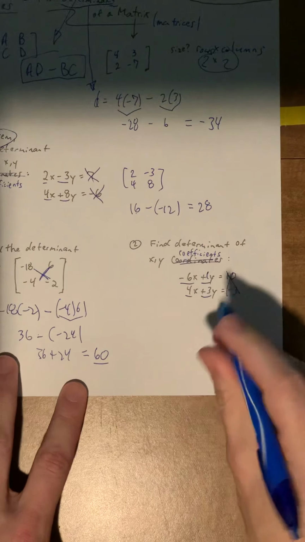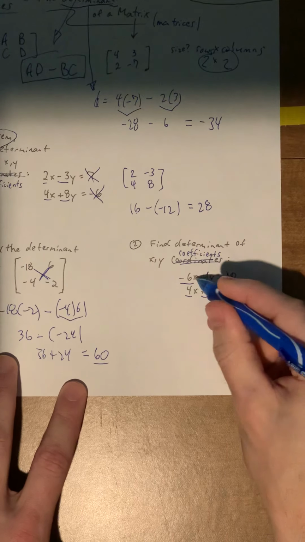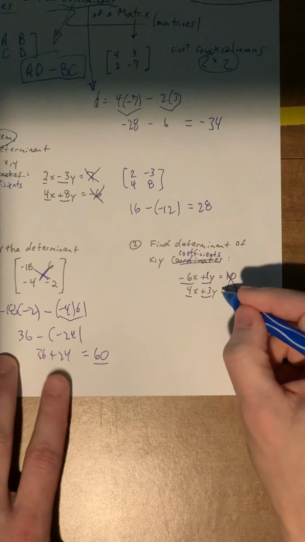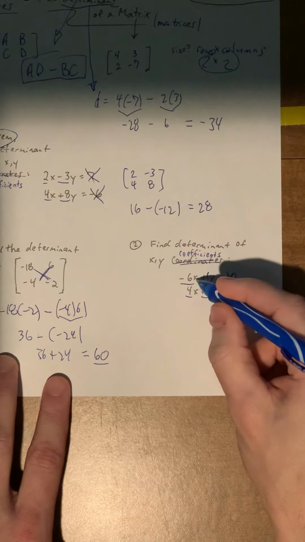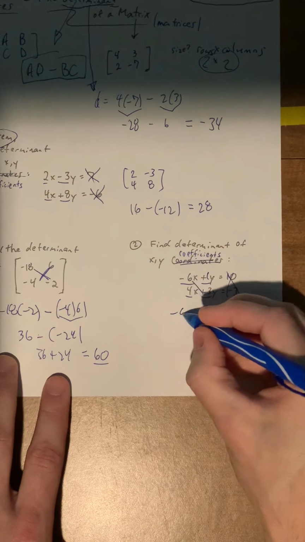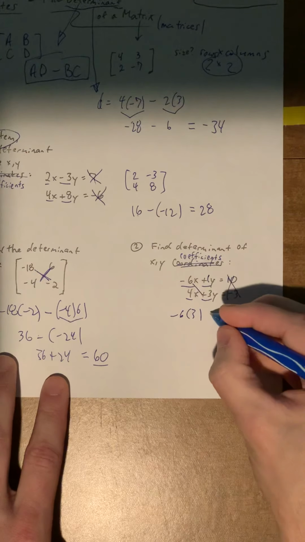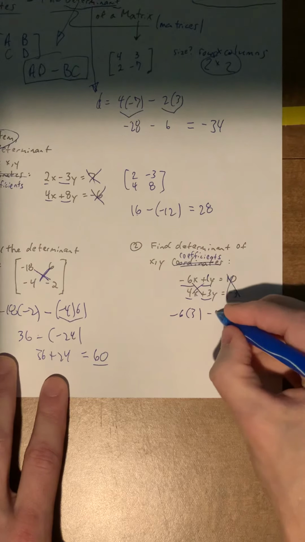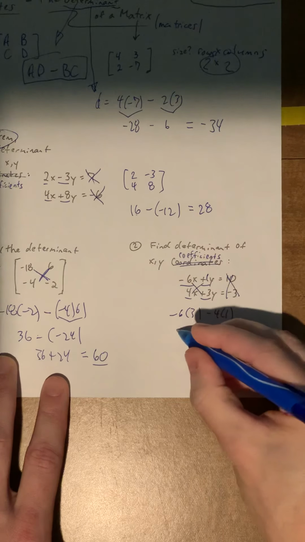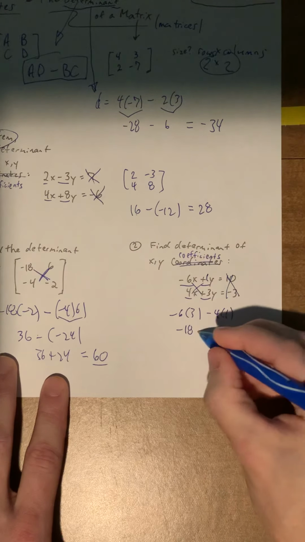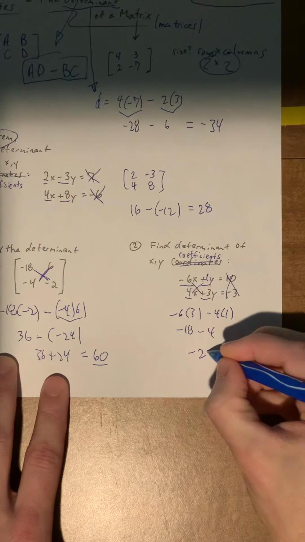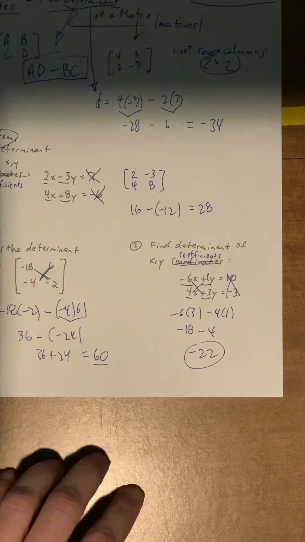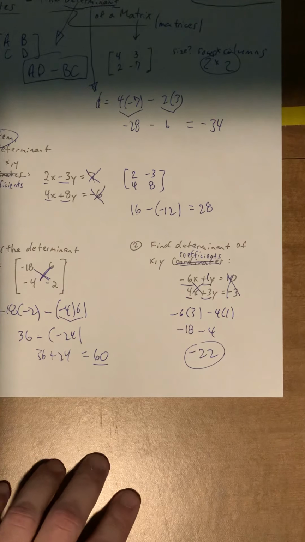All right, so just like we did above, you don't have to rewrite it as a matrix if you don't want. You can just leave it like this. So A times D, -6 times 3. And then subtract B times C, 4 times 1. So -18 minus 4. And there you go. Determinant of -22.